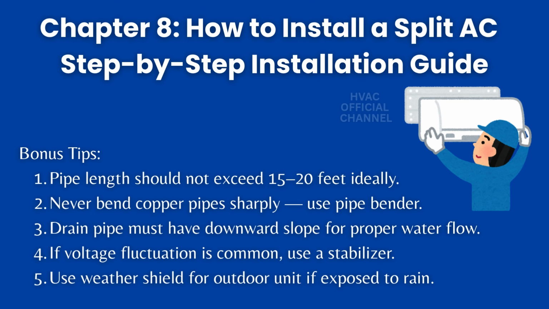Bonus tips. Pipe length should not exceed 15-20 feet, ideally. Never bend copper pipes sharply. Use pipe bender. Drain pipe must have downward slope for proper water flow. If voltage fluctuation is common, use a stabilizer. Use weather shield for outdoor unit if exposed to rain.